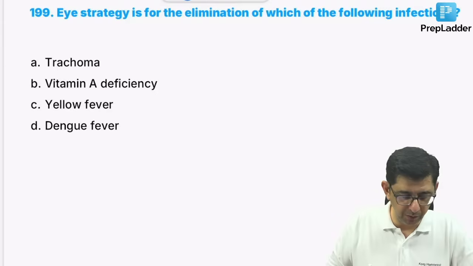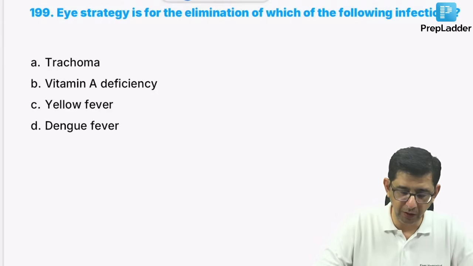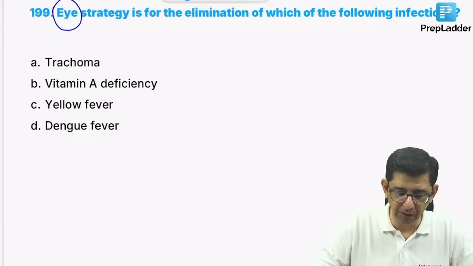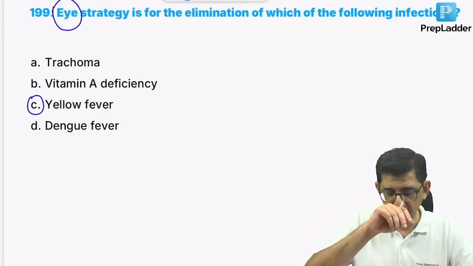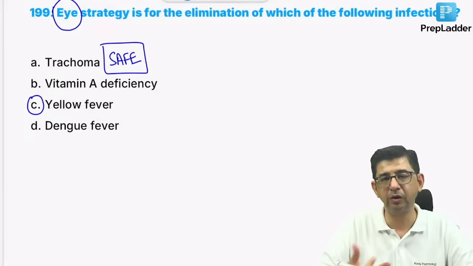Parboiling and vitamin C for prevention. Yes, guys, I think everybody is aware that this is the elimination of yellow fever. The correct answer for this is not A. I think you should be aware that for trachoma it is safe.